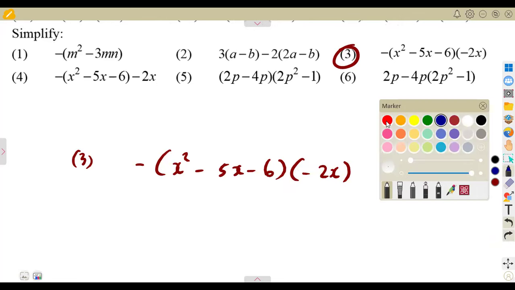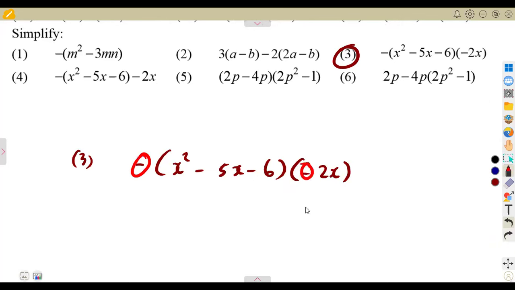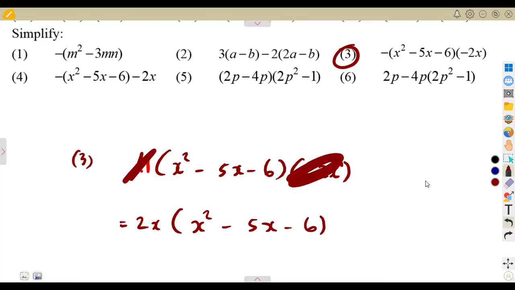So guys, we can just multiply the negatives here; negative times negative is a positive. Minus 1 times this minus 2x gives us a positive 2x into the bracket of x squared minus 5x minus 6. We are done with this. We've multiplied this. It's now a positive 2x.